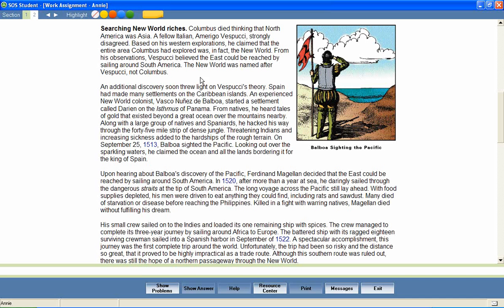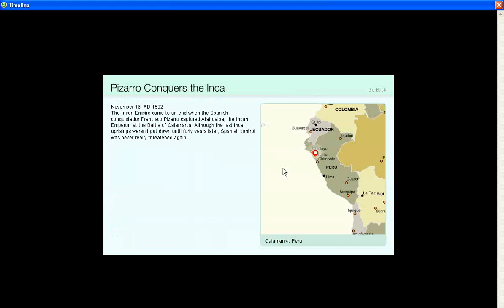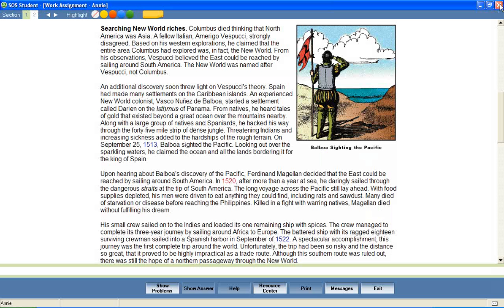As students study, it's important that they understand that what they're learning fits into a timeline of history. Any linked date or major event within the text of the lesson provides access to an interactive timeline. The timeline provides information about great civilizations, historical eras, significant events, and persons from history.